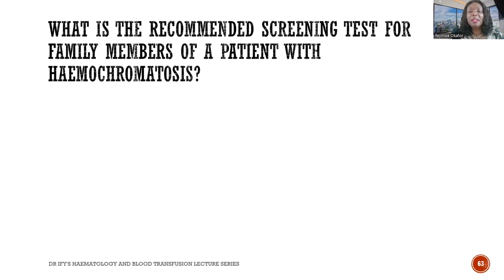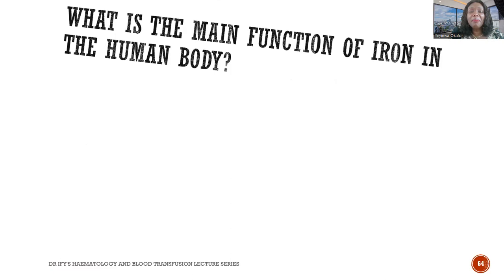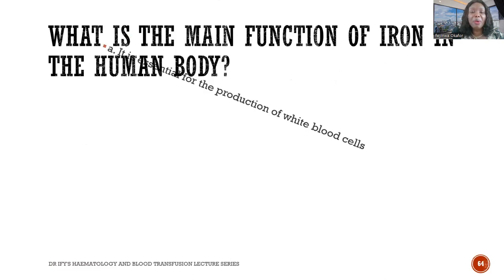What is the recommended screening test for family members of a patient with hemochromatosis? Complete blood count, ferritin level, genetic testing, liver function test. Answer C, genetic testing. What is the main function of iron in the human body?